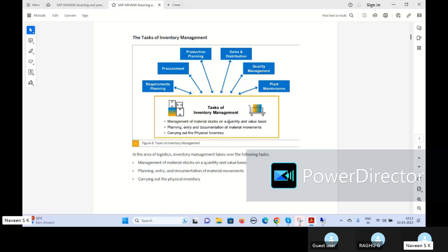We can use that quantity and value for planning. And it also creates movements at any time, whether material is coming in, being consumed, or being sold.